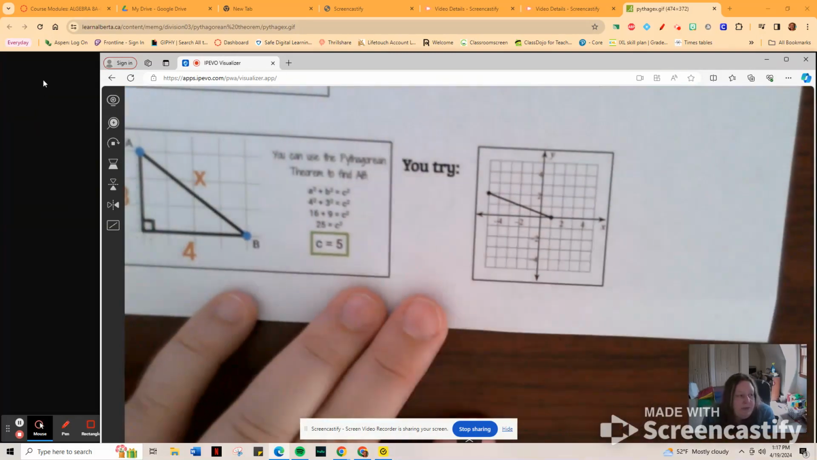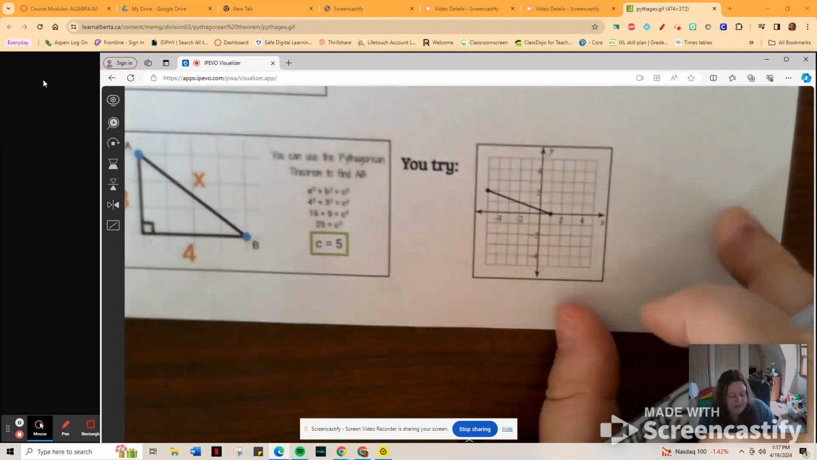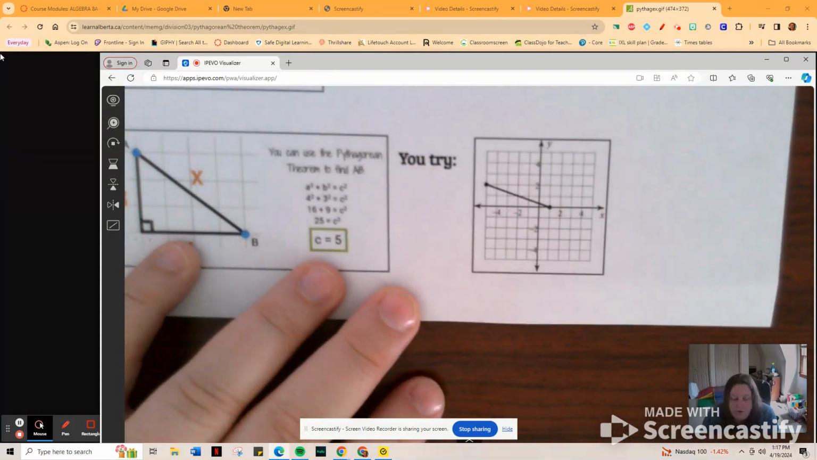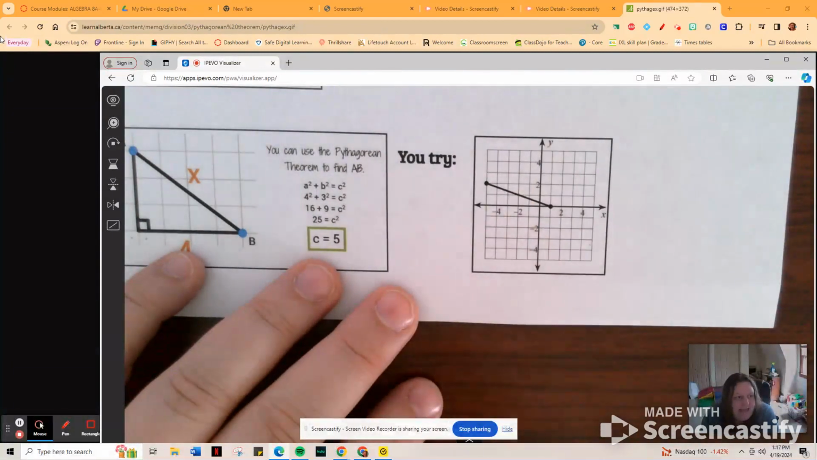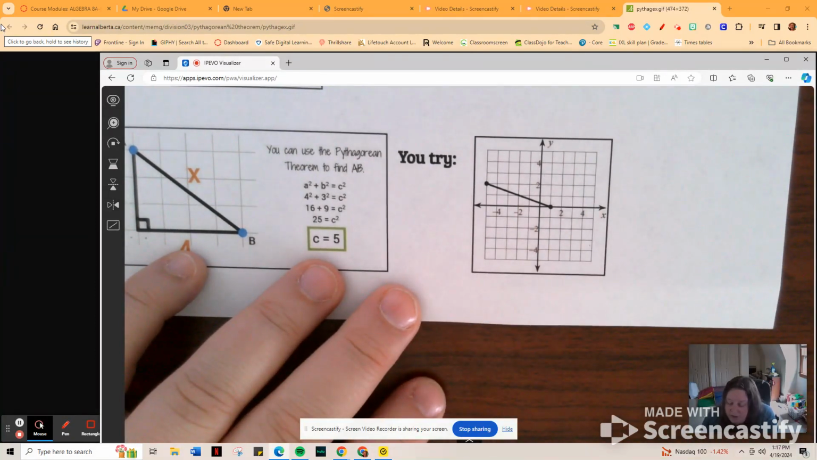Okay, the last way we can use the Pythagorean theorem that we learned this year is to find the distance of a line segment on a coordinate plane. So I can't just count this. It's a diagonal, it's slanted. I can't count the number of units. But what I can do is form right triangles because my plane is made up of squares.